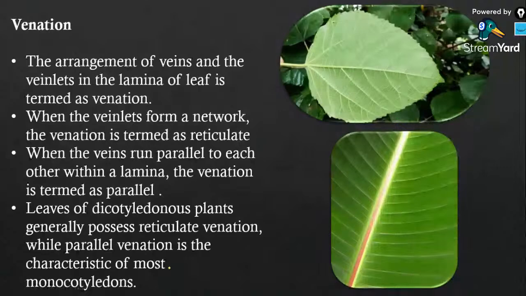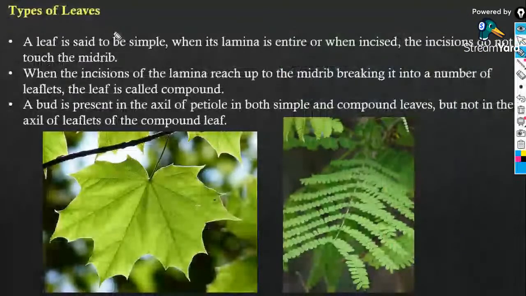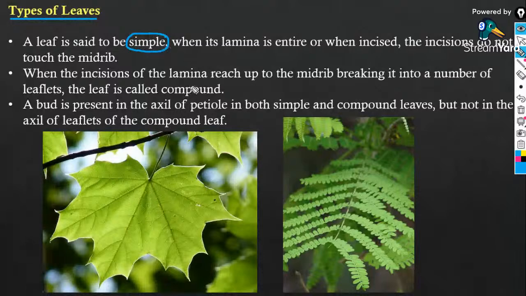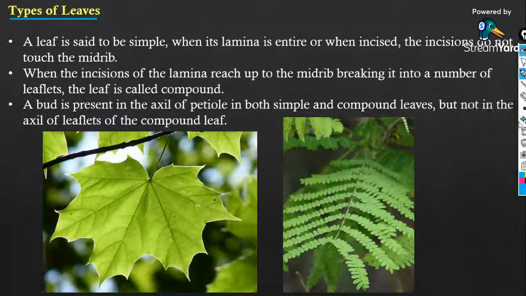Next is the types of leaf. What are the two different types of leaf? We have to study two different types of leaf, that is, a simple leaf and a compound leaf. In the last class itself, I told you about this. What is a simple leaf and what is a compound leaf?